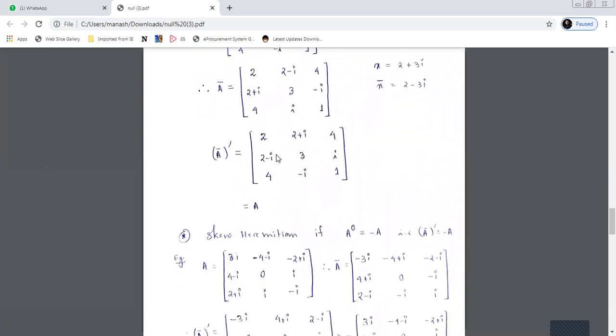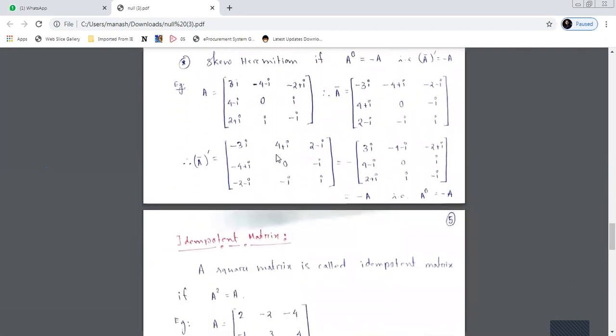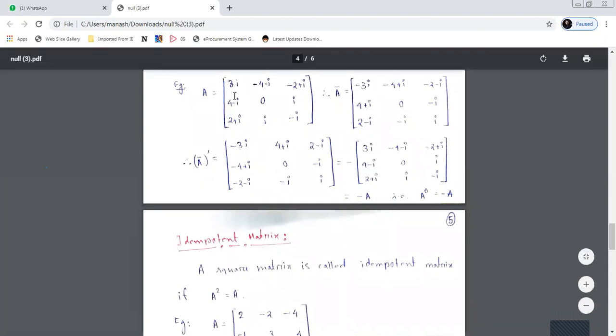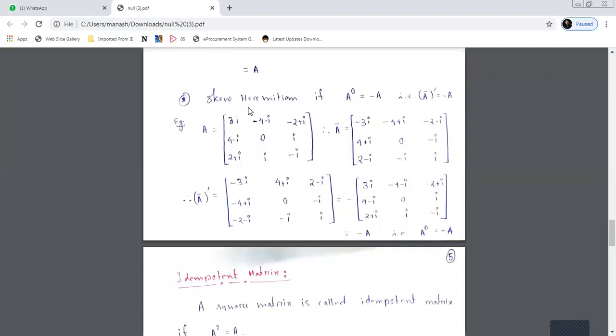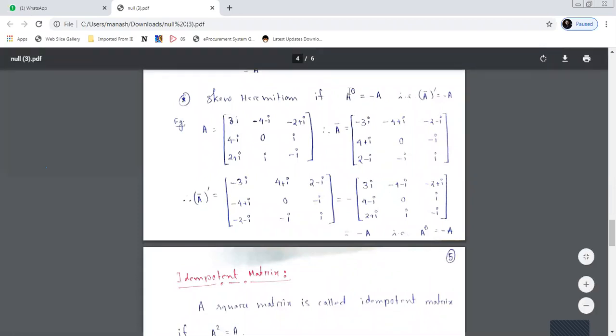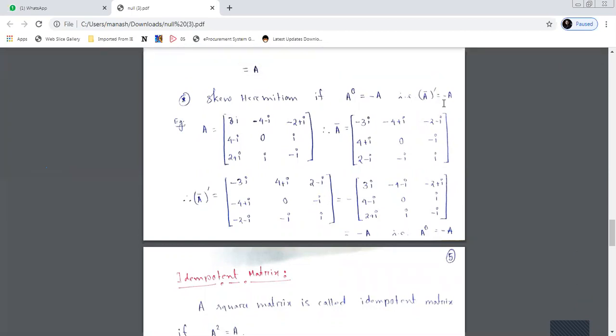Now see, what is a skew Hermitian matrix? Okay, see here. A square matrix is called skew Hermitian if A to the power theta equals minus A. So if A to the power theta equals minus A, we can say that this matrix is skew Hermitian. A to the power theta means, as I already told you, we put A bar whole dash, and this is equal to minus A. So if we get A bar whole dash equal to minus A, then we can say that A is skew Hermitian.